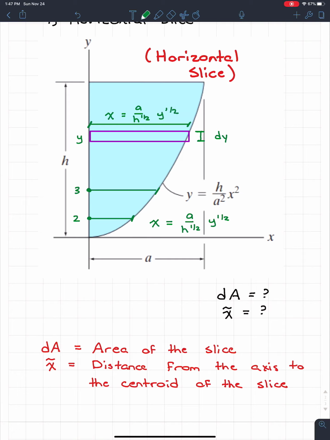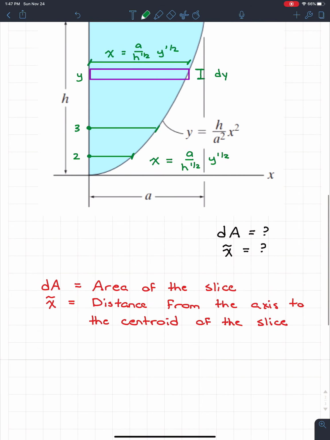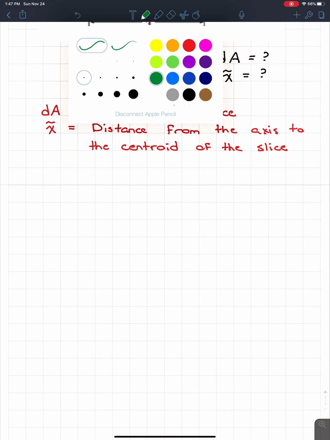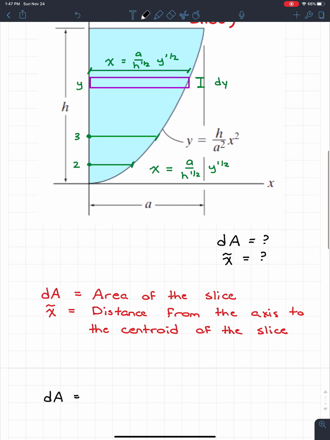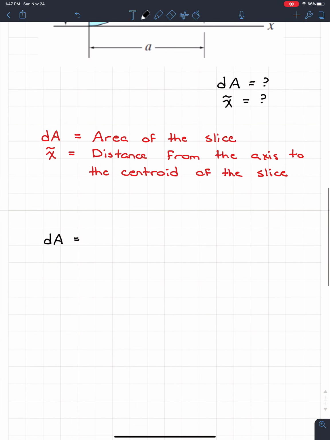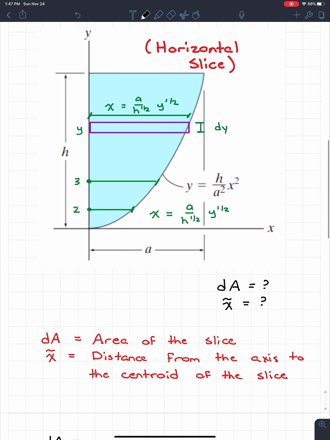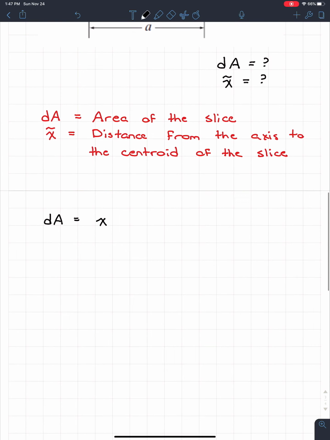So now we know that distance. We can say it's either x, or we can substitute it to be equal to a divided by h to the 1/2, y to the 1/2. So that right there, we have our dA. So we come down here, and I'm just going to write dA. And we already know that this is equal to the area of the slice, so it's equal to the base, which is going to be x, and then times the thickness, or the height, I guess, which is going to be dy.